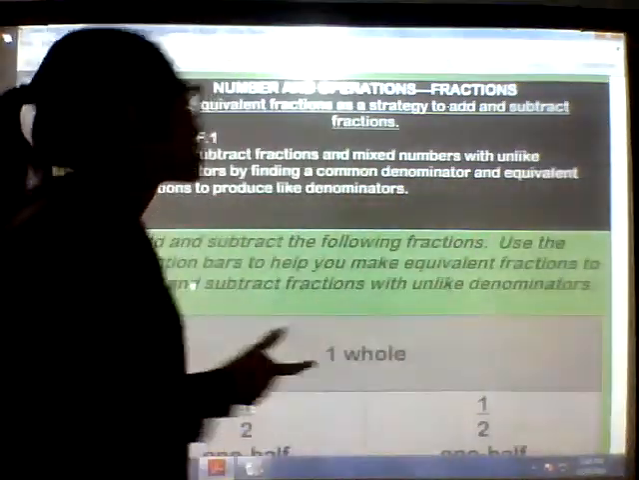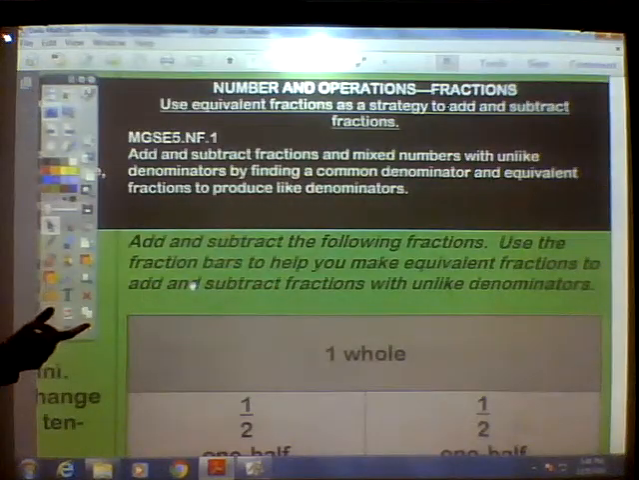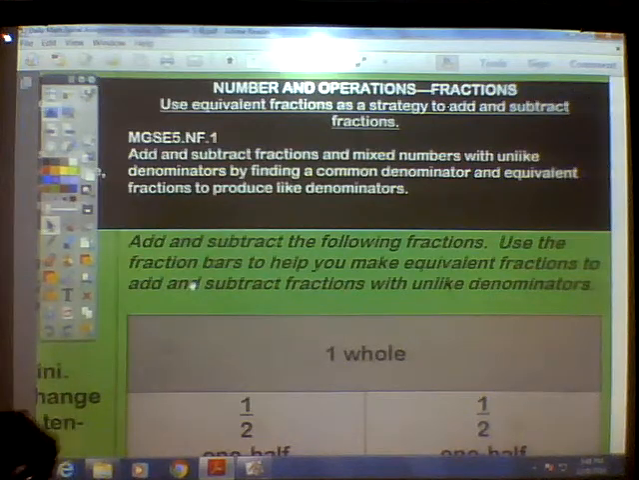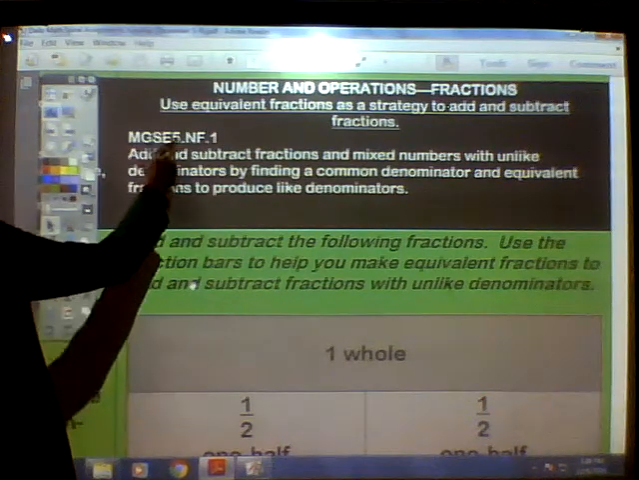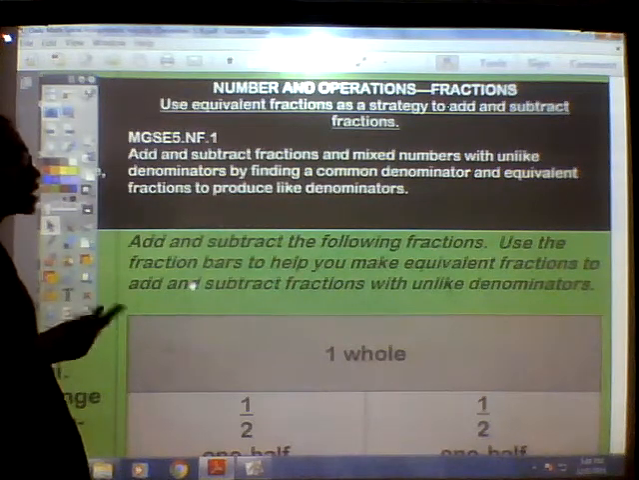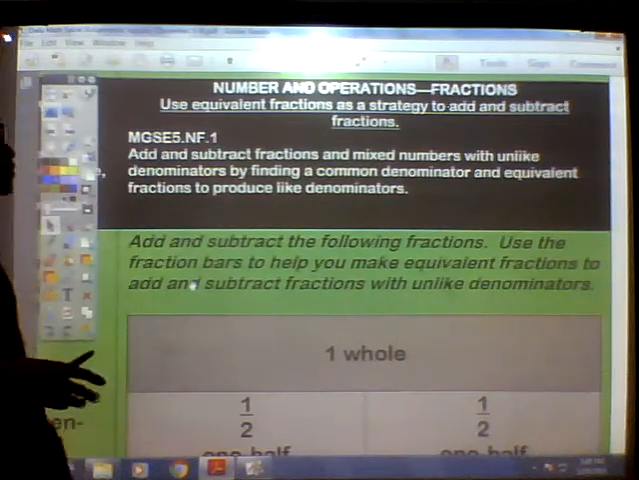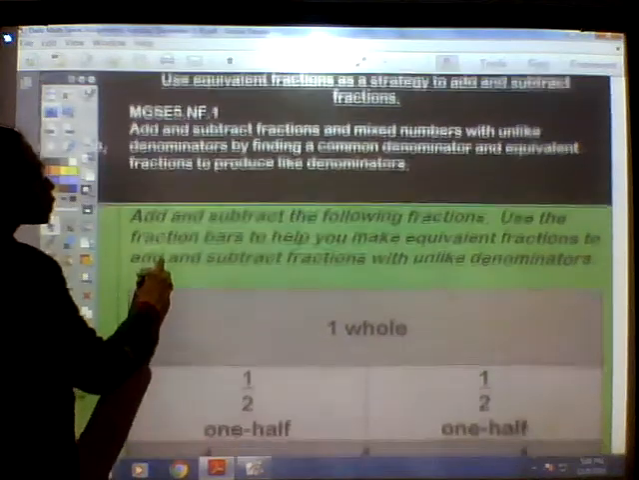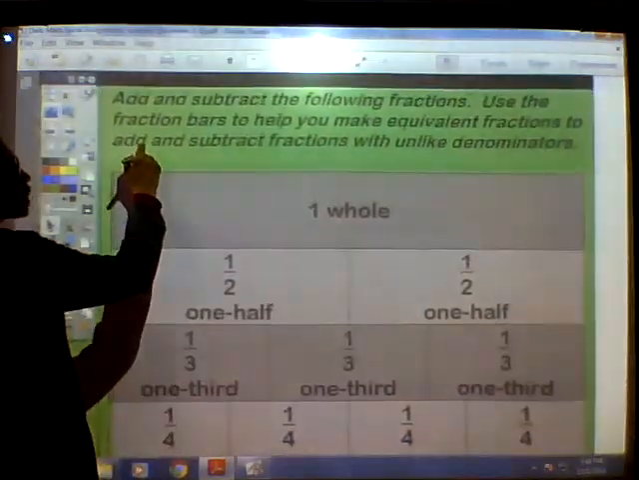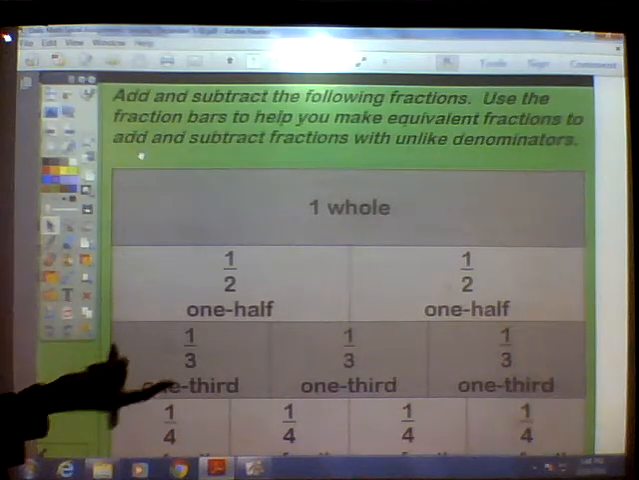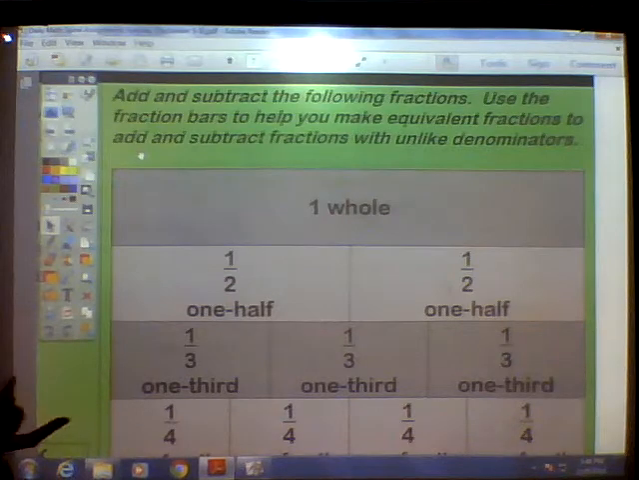Read it with me. It says, number and operations, fractions. Use equivalent fractions as a strategy to add and subtract fractions. MGSE5.NF.1. Add and subtract fractions and mixed numbers with unlike denominators by finding a common denominator and equivalent fractions to produce like denominators. For this section, we need to add and subtract the following fractions. Use the fraction bars to help you make equivalent fractions to add and subtract fractions with unlike denominators.